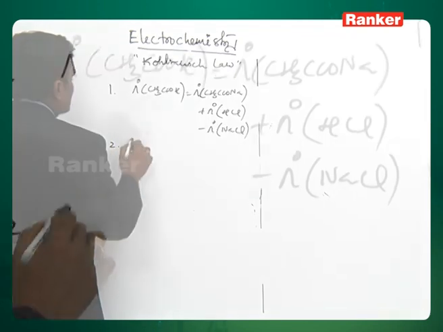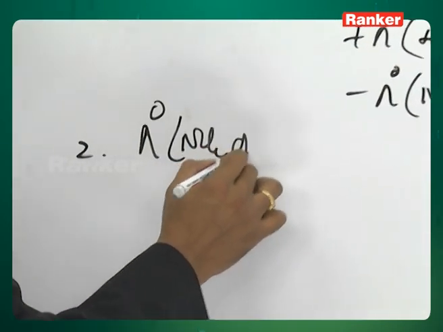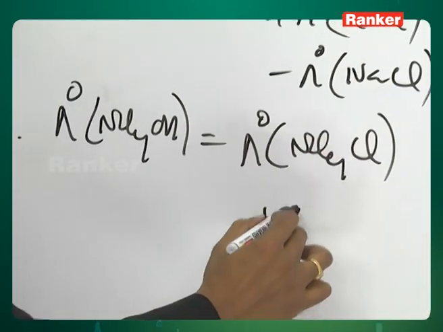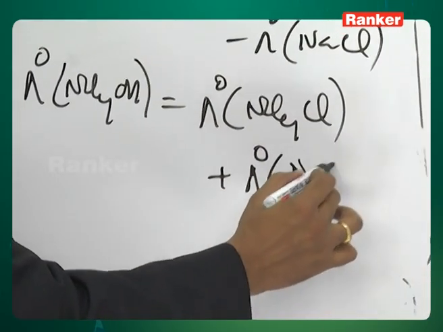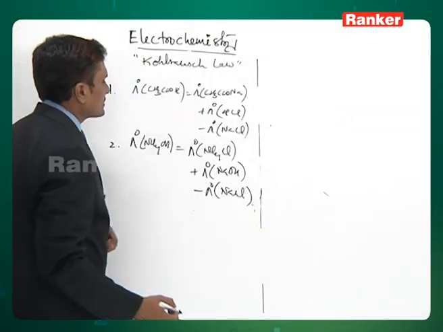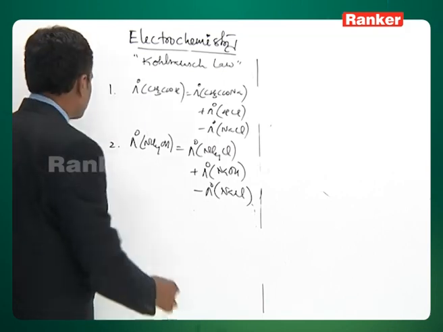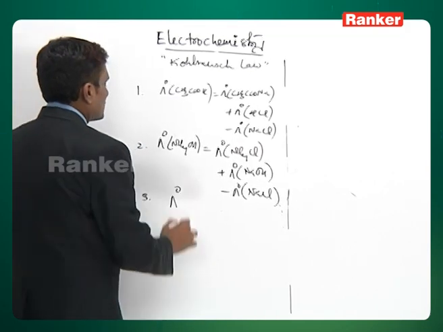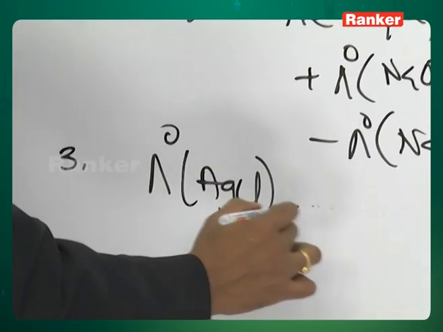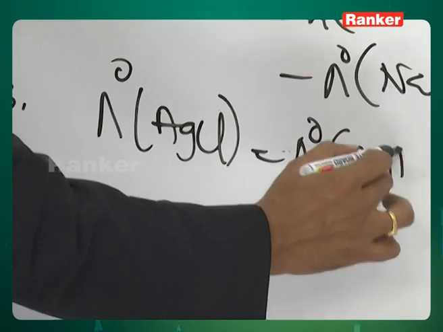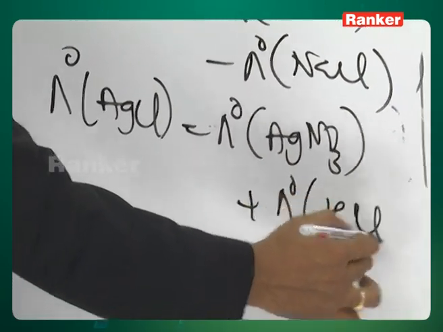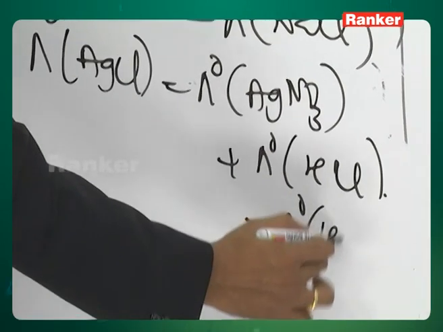Similarly, if you take the lambda naught of NH4OH, it's a weak electrolyte, weak base. I'll take a strong electrolyte of it and I'll cleverly remove the unwanted components. You can see here I have removed NaCl from it. Say you want to find out the lambda naught of AgCl, you will be doing lambda naught of soluble salt plus something like HCl, and you will be eliminating HNO3.